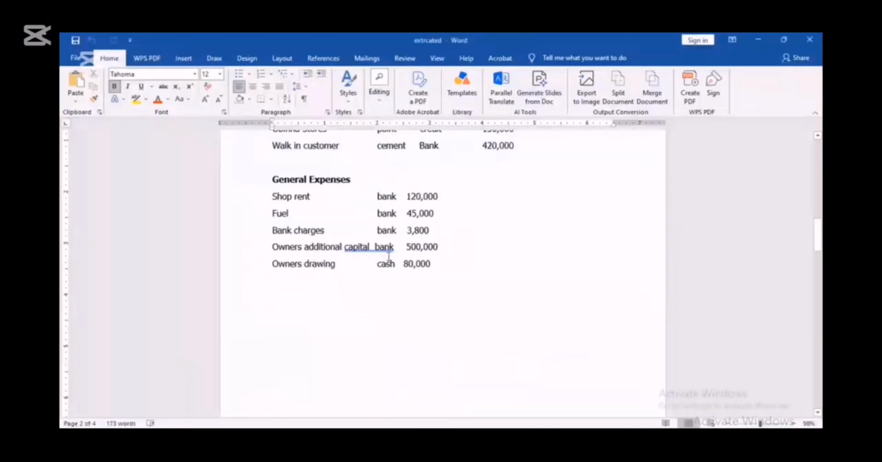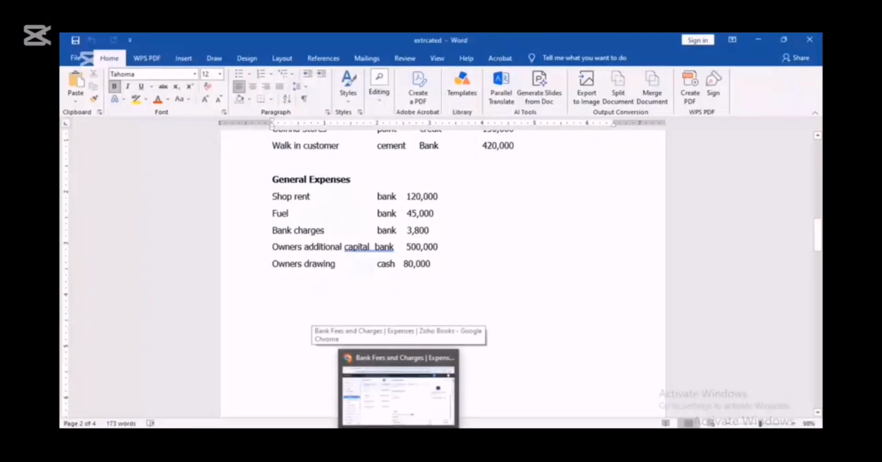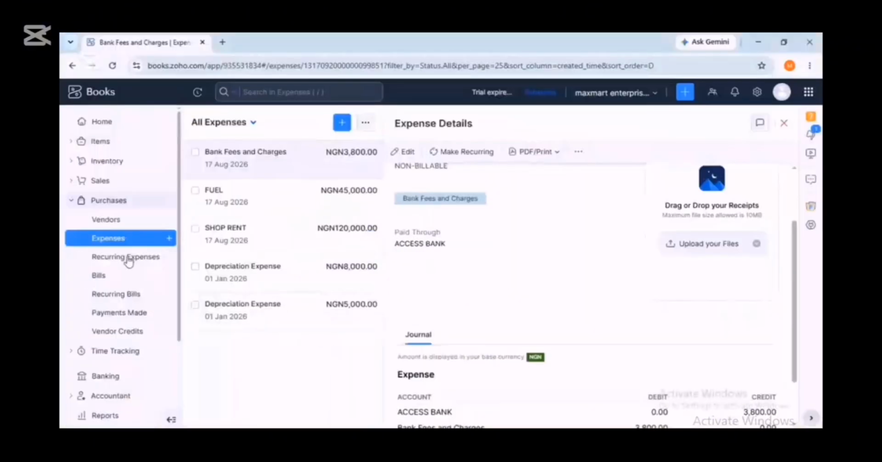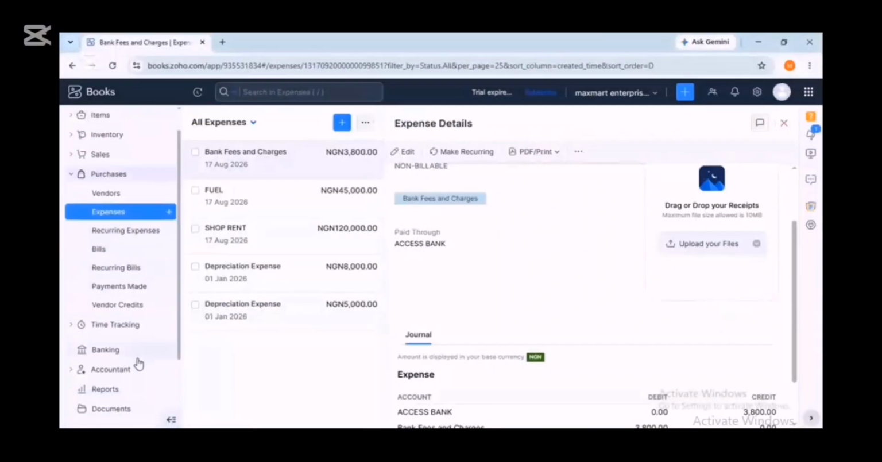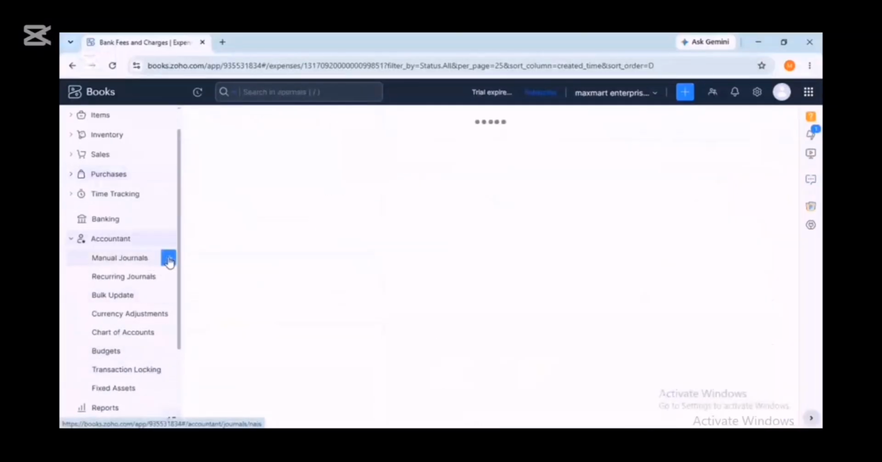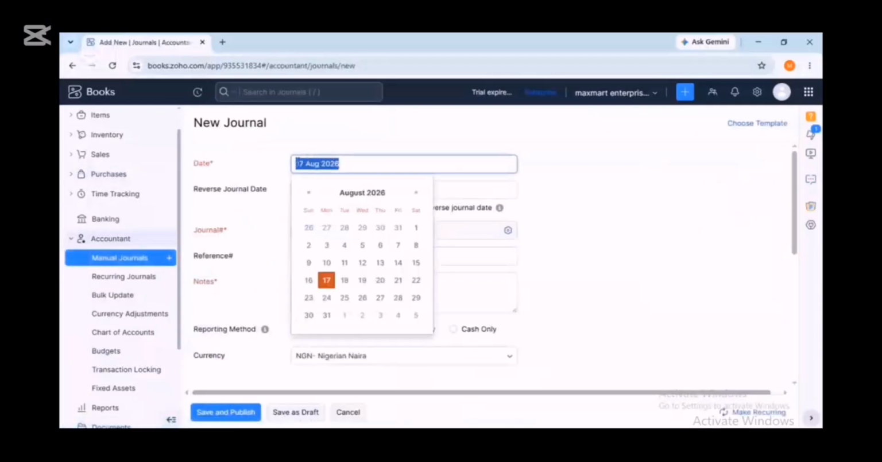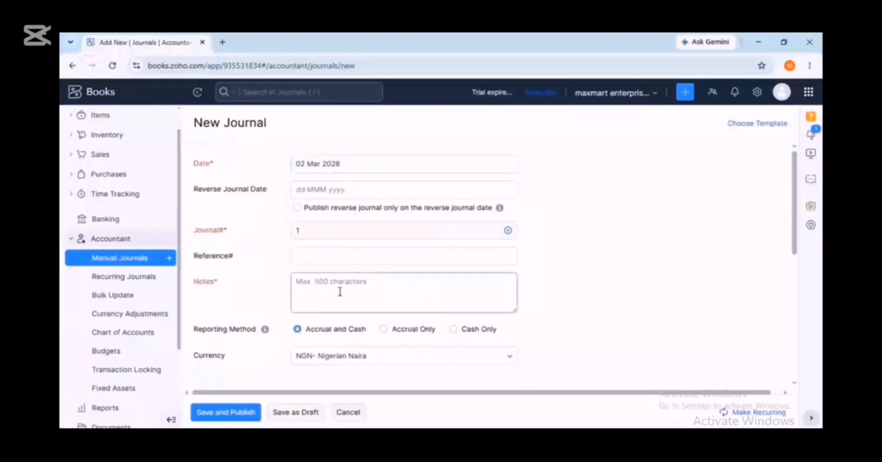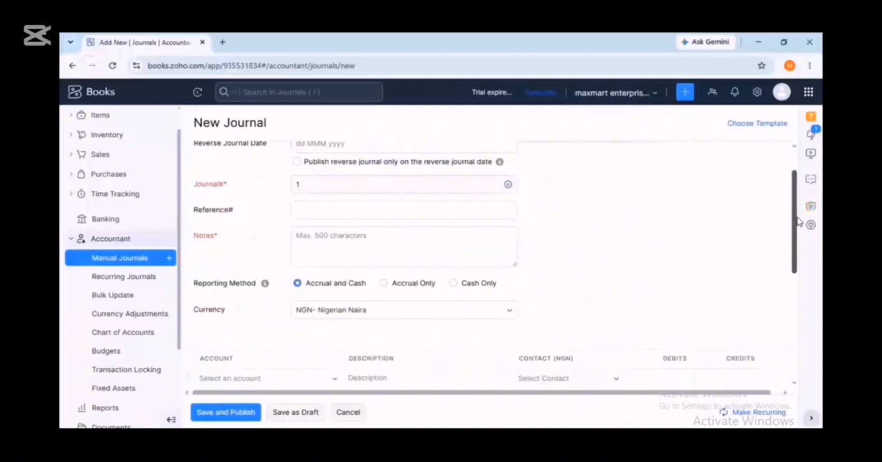We have owner's additional capital and owner's drawing. So the owner injected more funds into the business. So let's enter that. So there's an increase in his equity via bank. So let's use our journal. Let's do this manually. So let's enter the date. Let's select August. Or should we select March? So March is better. It's advanced.